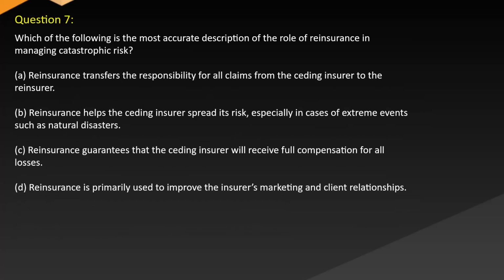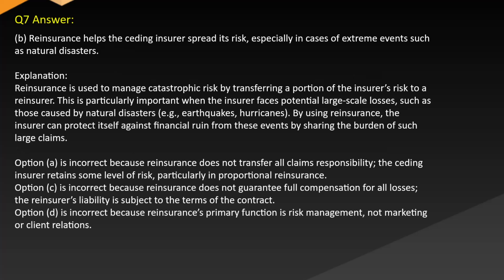Question 7. Which of the following is the most accurate description of the role of reinsurance in managing catastrophic risk? A. Reinsurance transfers the responsibility for all claims from the ceding insurer to the reinsurer. B. Reinsurance helps the ceding insurer spread its risk, especially in cases of extreme events such as natural disasters. C. Reinsurance guarantees that the ceding insurer will receive full compensation for all losses. D. Reinsurance is primarily used to improve the insurer's marketing and client relationships. Answer: B. Reinsurance helps the ceding insurer spread its risk, especially in cases of extreme events such as natural disasters.